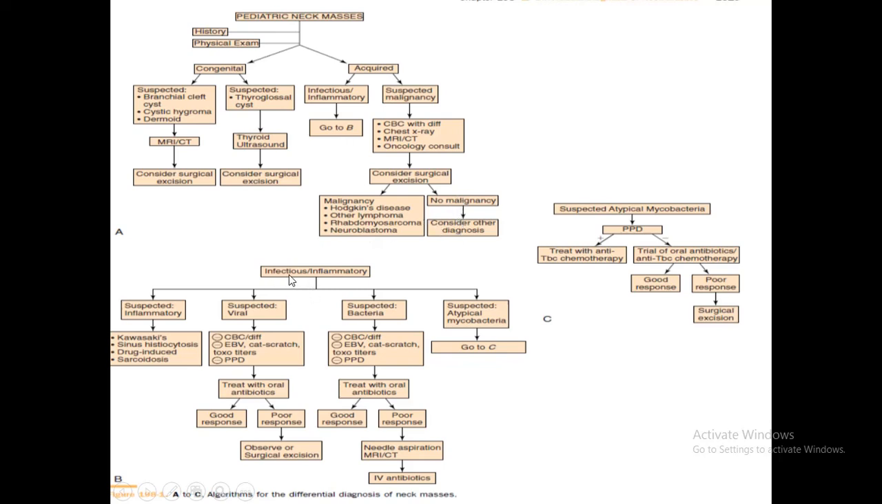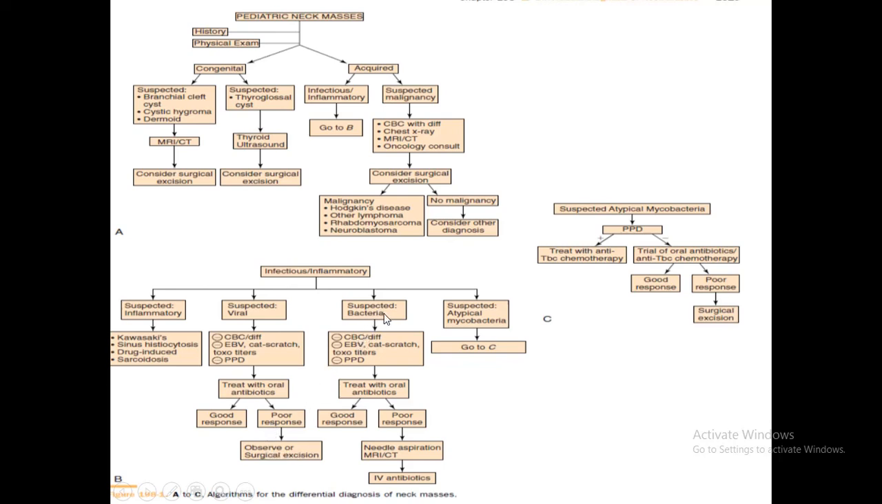If the lesion turns out to be infectious or inflammatory, it can be due to Kawasaki disease, sinus histiocytosis, drug induced, or sarcoidosis. If you are suspecting a viral inflammation, then you should go for CBC, Epstein-Barr virus, cat scratch disease, toxoplasmosis, and you should also treat the patient with oral antibiotics. If there is a good response, then you should continue the treatment. If there is a poor response, then you should consider surgical excision.